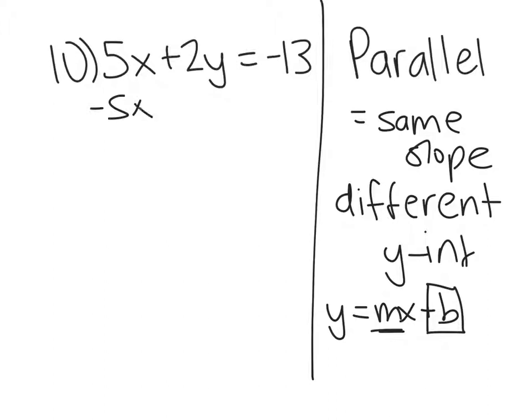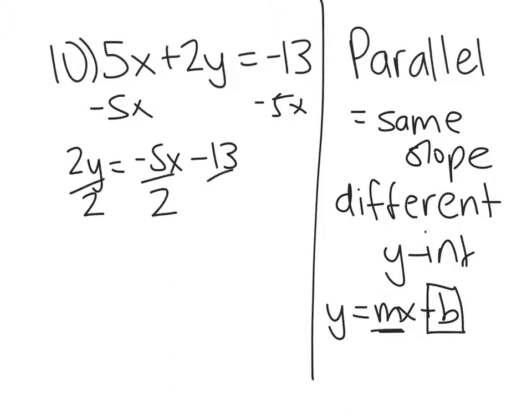So we subtract 5x from both sides, and we get 2y equals negative 5x minus 13. Now, to isolate it even further, we divide everything by 2 to get y on its own, and we get negative 5 over 2x minus 13 over 2.